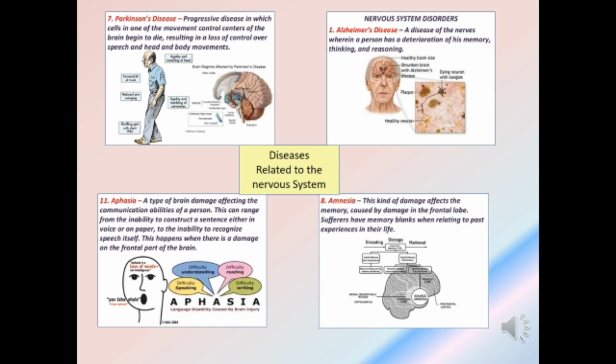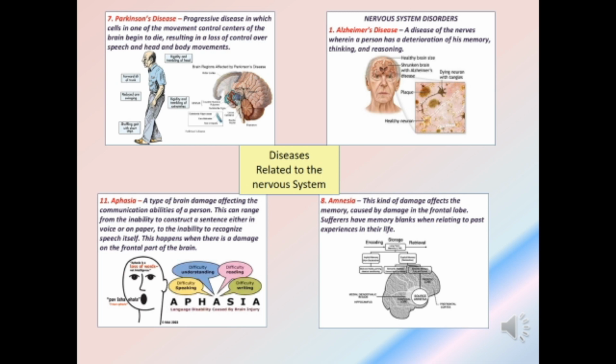The next one is Alzheimer's. Alzheimer's is a disease of the nerve where a healthy person suddenly loses the ability to think, to do reasoning, and has memory loss. This happens because the brain cells begin to shrink and start dying. So the person can't remember anything, they will become like children. Even simple things they can't remember.